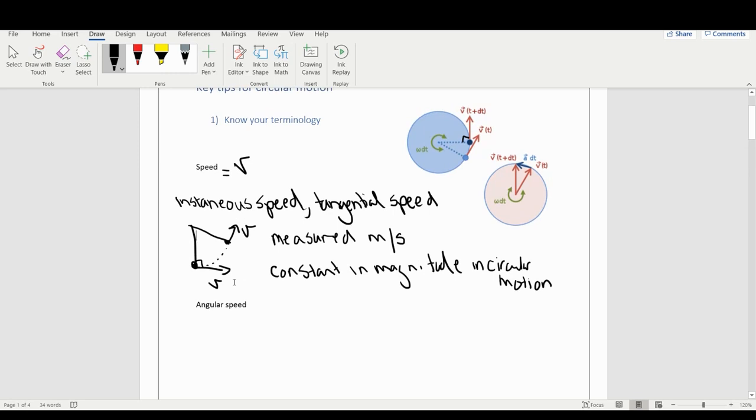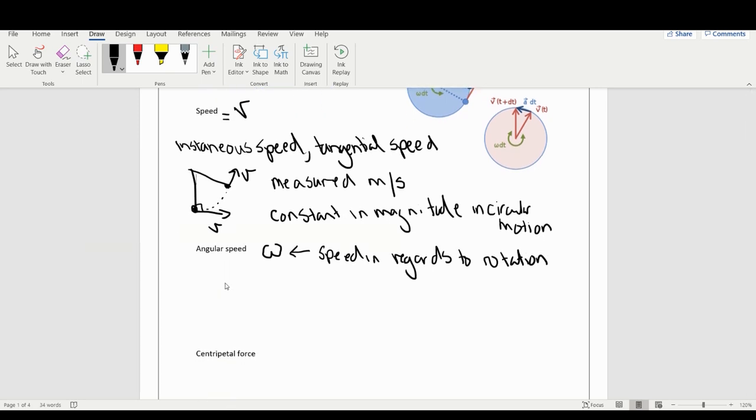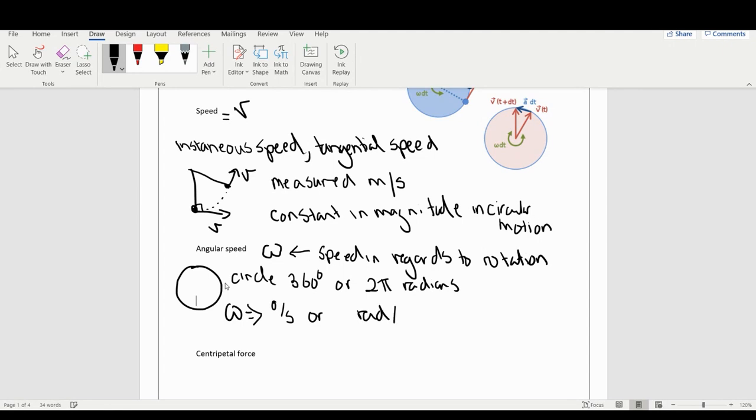Now, angular speed is something slightly different, and it's only to do with circles. Okay, and this is represented by the letter omega. So this here is basically the speed in regards to rotation. It's basically how much of an angle this thing sweeps out. So if we look at a circle here, a circle has 360 degrees or 2 pi radians, and omega is measured in degrees per second or rads per second. So it's how much angle you are sweeping out every second.